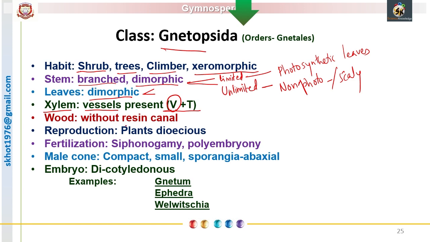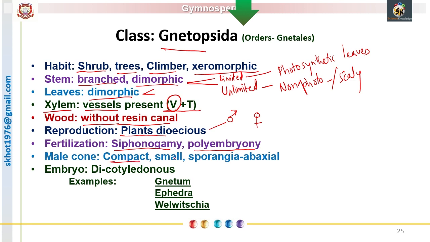The wood is without resin canal. Resin canals are absent in Gnetopsida. With reference to reproduction, we get two types of plants. The plants are dioecious, that means male plants and female plants will be separate from each other. The fertilization is siphonogamous fertilization, and these plants show polyembryony.